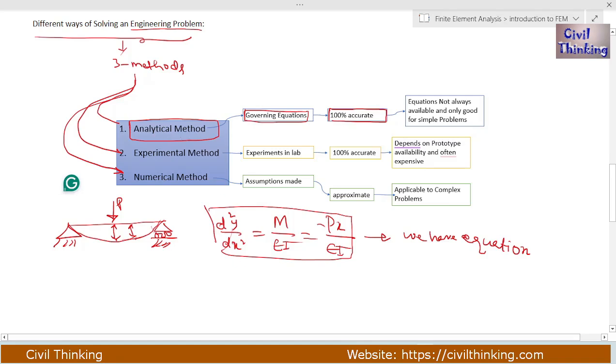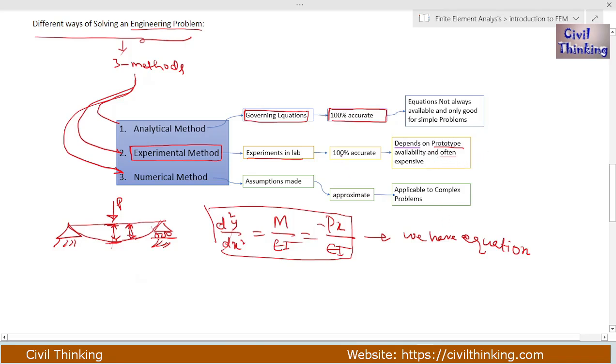Then the second method is the experimental method. In the experimental method, as understood, we do the experiments in the lab. We need prototypes, and with the help of prototypes we do the testing. Maybe we use, for example, strain gauges here. The strain gauge will tell us the deformation here and all those things. So basically we need prototypes and we do the actual tests on them.